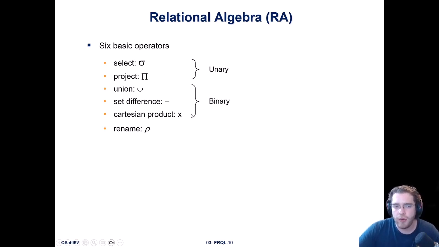We also have these binary operations. So a union between 2 sets, or excuse me, 2 relations is going to produce a new relation. We can look at the difference between these 2 relations as well. And then our Cartesian product. There's an interesting guy here at the end called rename that we'll look at more.